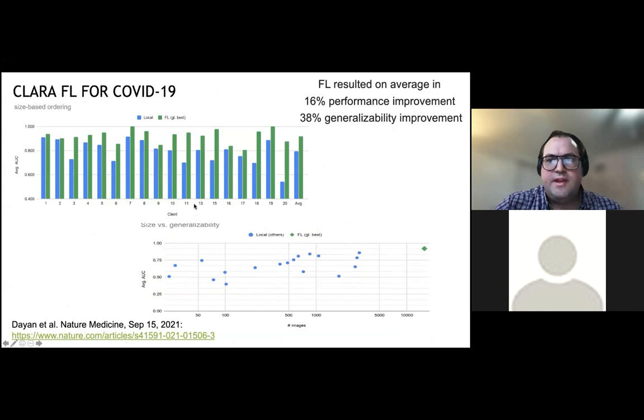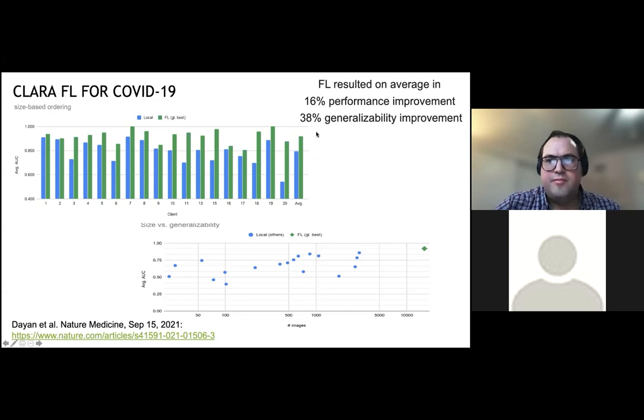So the main result is actually that federated learning really benefited the model training. On average, we had a 16% improvement compared to any model that was trained just on local data for a particular site. So here, this is ordered by size. Site one would have the largest data set. So you can see that even to get a good performing local model, the federated learned model gives even them improvement. And that's across the board.